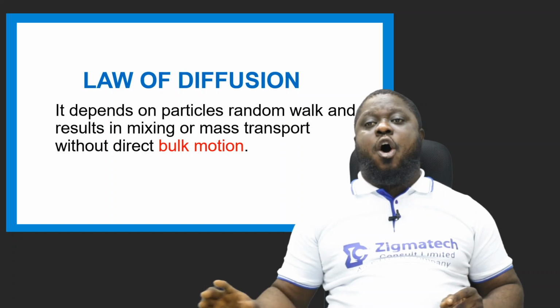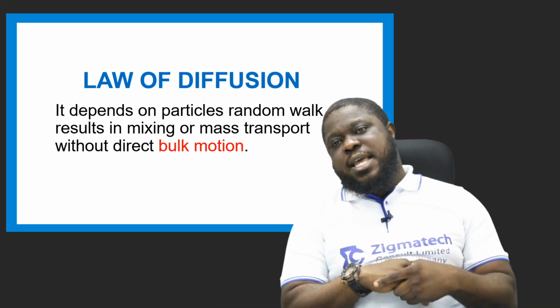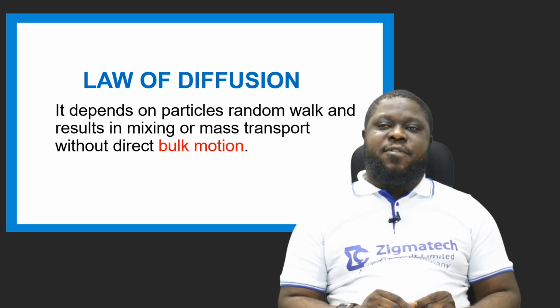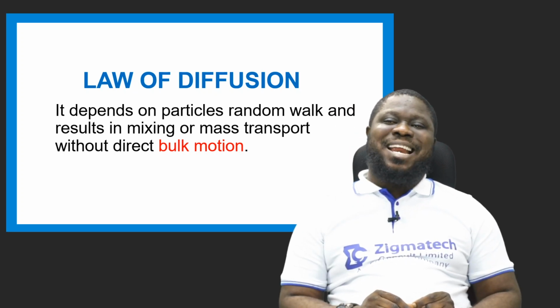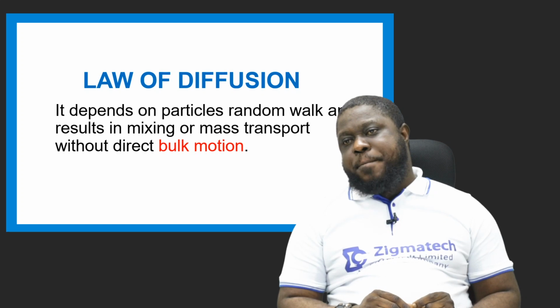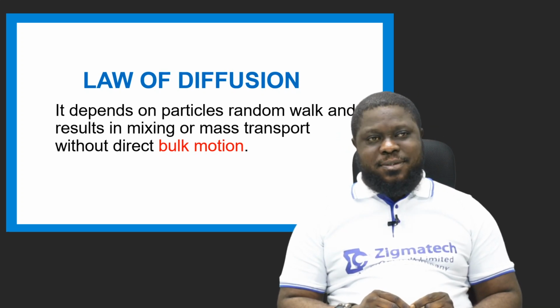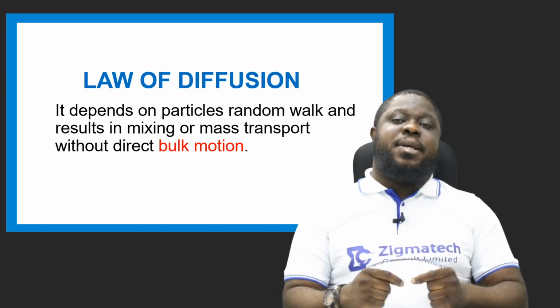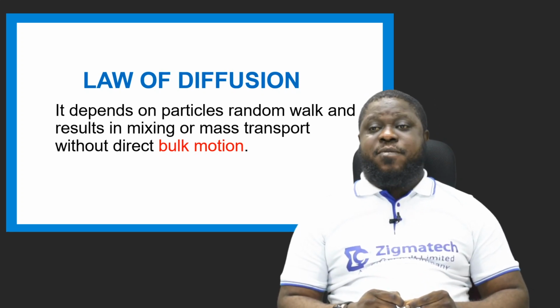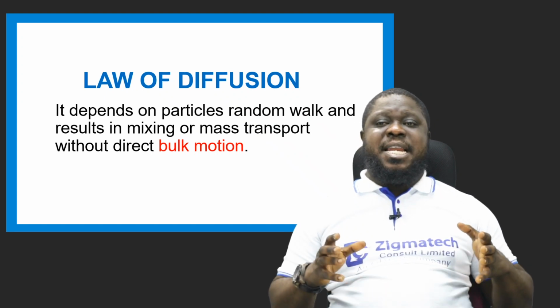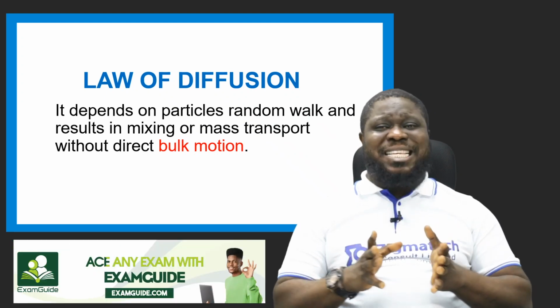Now the next one is the law of diffusion. It depends on particles' random walk and results in the mixing of mass transport without direct bulk motion. Particles' random walk: the particles move randomly. The molecules move randomly and result in the mixing of mass transport without direct bulk motion. Now, in essence, the bulk motion is not direct. It is scattered.